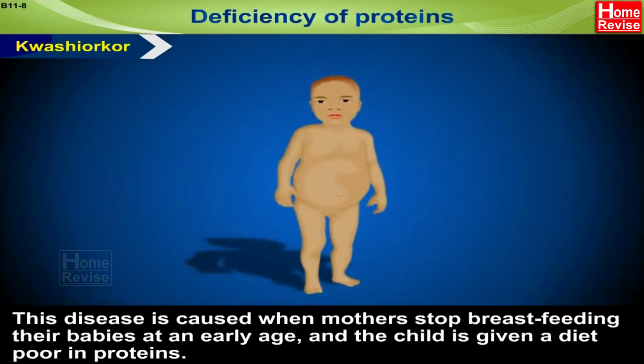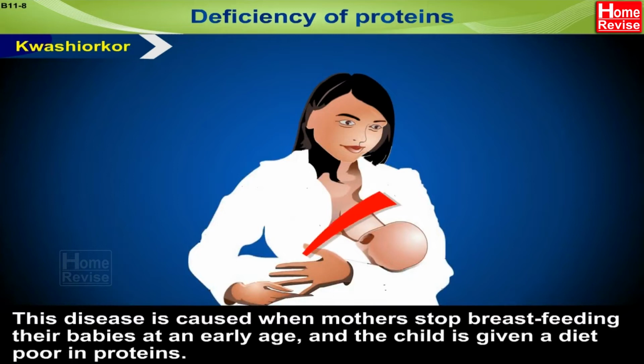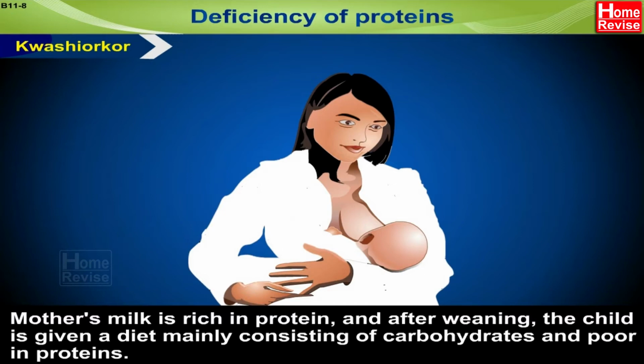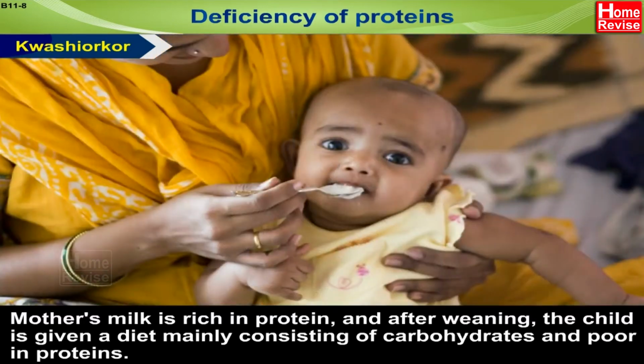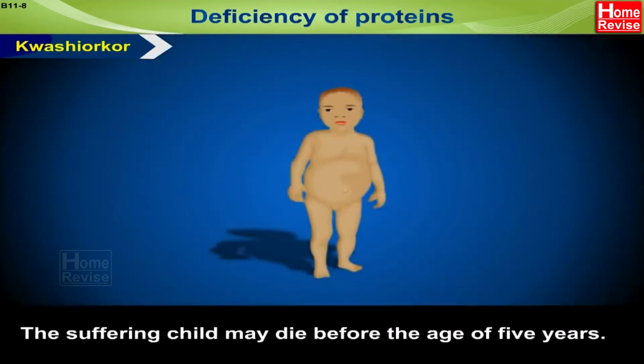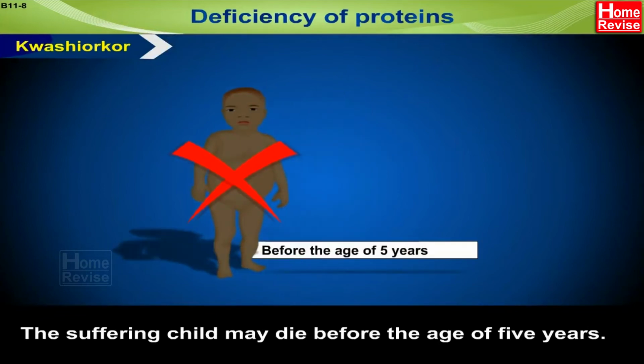This disease is caused when mothers stop breastfeeding their babies at an early age and the child is given a diet poor in proteins. Mother's milk is rich in protein and after weaning, the child is given a diet mainly consisting of carbohydrates and poor in proteins. The suffering child may die before the age of 5 years.